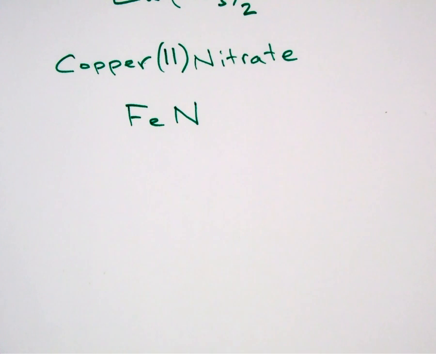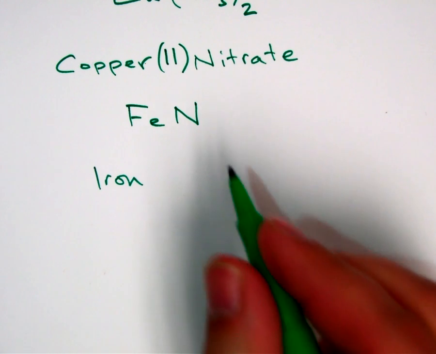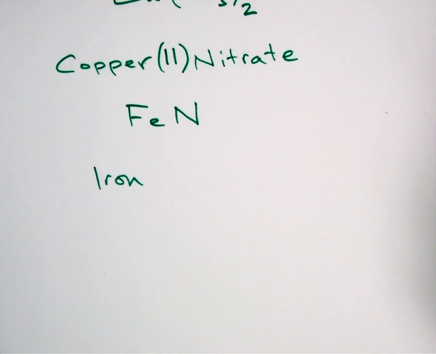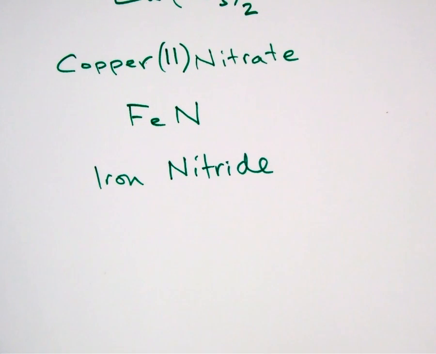Let's say you came across this compound in your homework, FeN. 3 or more elements in it? No. Should it have a polyatomic ion in it? No way. Okay. Just a binary ionic compound. What's the first element? Iron. Second element? Nitrogen. And how would you call that in an ionic compound name? Nitride. Good. So we got iron nitride.